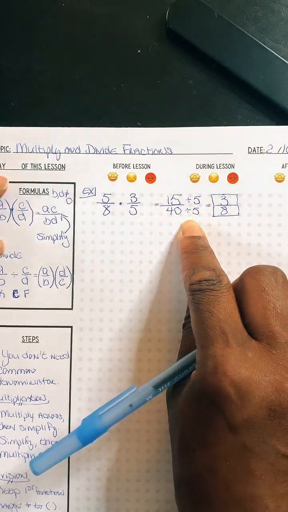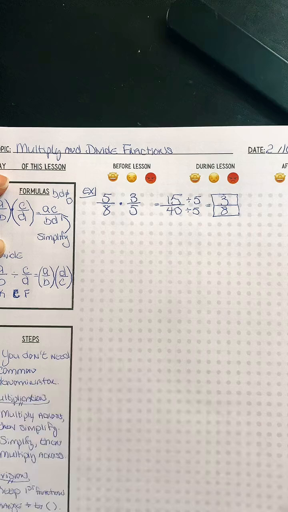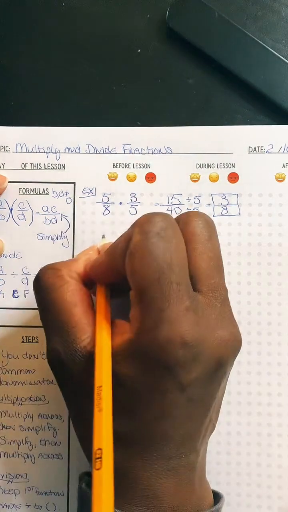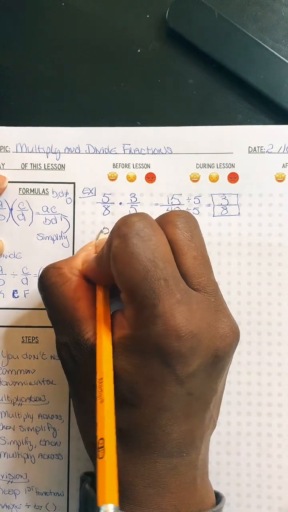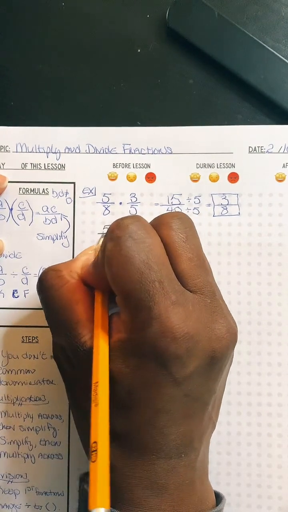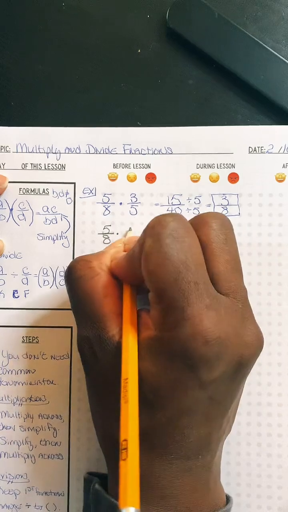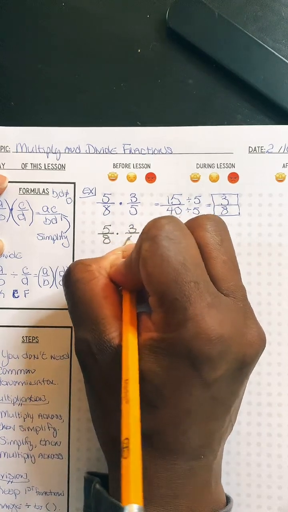All right? Here's another way. Let me change pens or pencils. So if we have 5/8, I'm using the same numbers, times 3/5.